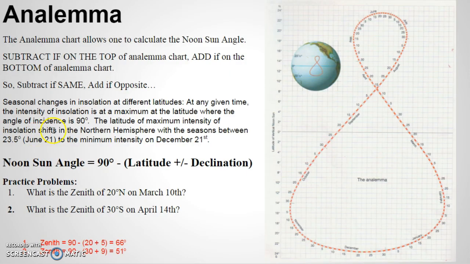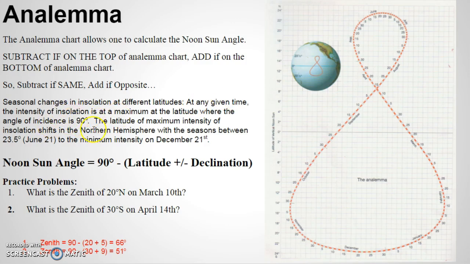So that's just a little practice problem. And here I can get into using the Analemma. The Analemma chart allows you to calculate the noon-sun angle. You'll subtract if they're on the same hemisphere, and you'll add if they're on opposite. So be careful. Most of the time I give you references that you'll be solving from that are in the northern hemisphere, but that's not always the case. So you subtract if it's the same and add if it's the opposite, and that's always a true statement.